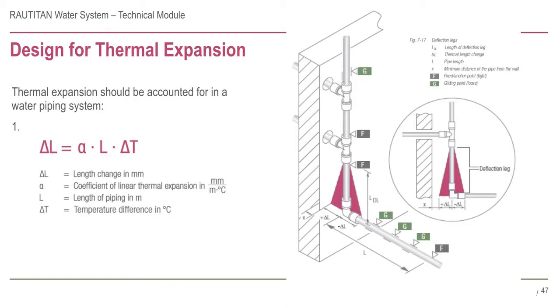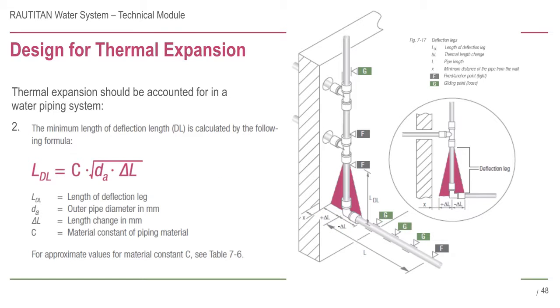Designs for water piping systems should always account for thermal expansion where necessary. So that you have a basic understanding, the first step in the process is to calculate the change in length of the pipe section, resulting from the anticipated thermal expansion. This is a combination of the material properties of the pipe as well as the pipe layout and temperature difference, typically between the ambient temperature and the operating temperature. Secondly, the minimum length of the deflection leg is calculated.